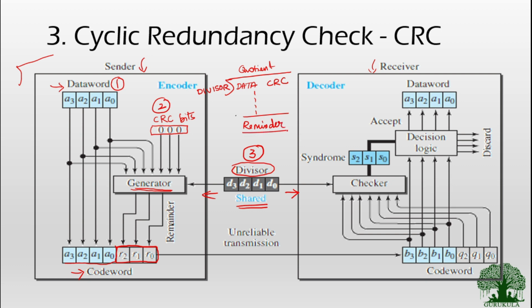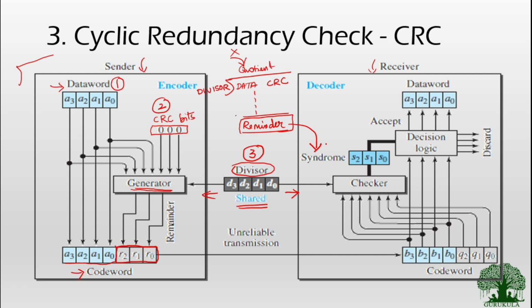So what I'm going to do is, as far as CRC is concerned, the quotient is completely useless. So we will be discarding the quotient part and we will be taking only the remainder. Based on the remainder, here the remainder is also called the syndrome at the receiver side.